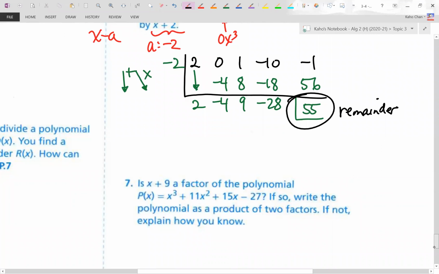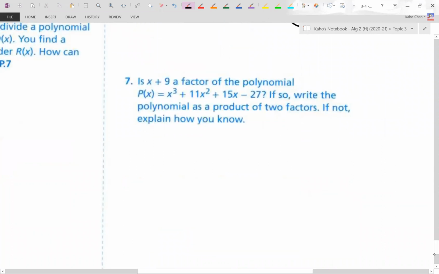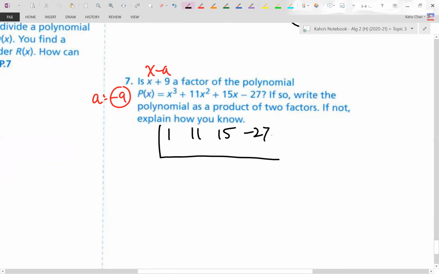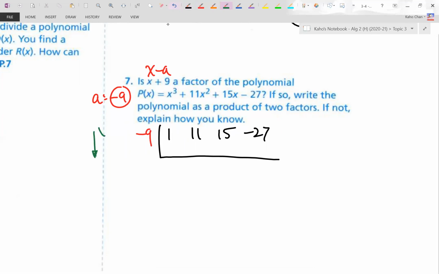Here we go. Hey, is x plus 9 a factor of that polynomial? If so, write the polynomial as a product of two factors. If not, explain how you know. Well, x plus 9 is definitely x minus a. A is negative 9. Let's test it using synthetic division. 1, 11, 15, negative 27. I don't need any placeholders. Let's put the negative 9 right here. And the key, of course, is to add vertically, multiply diagonally.